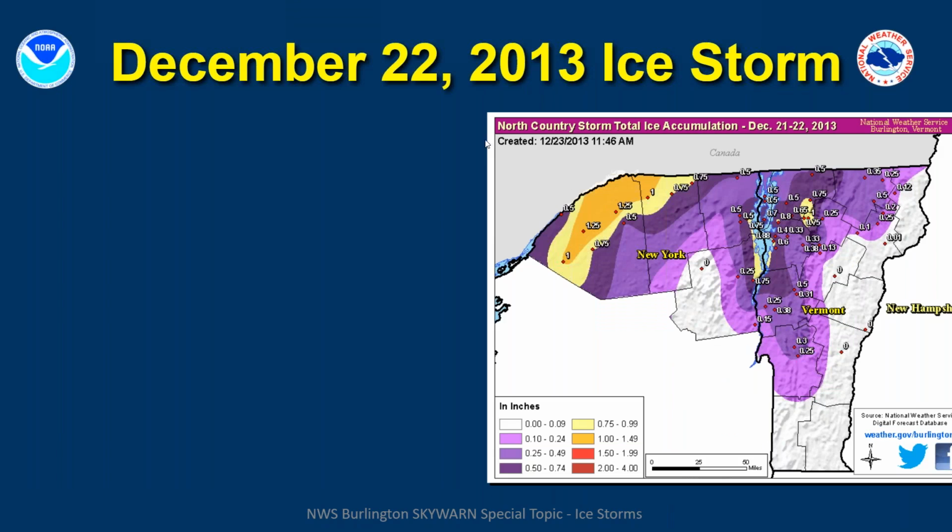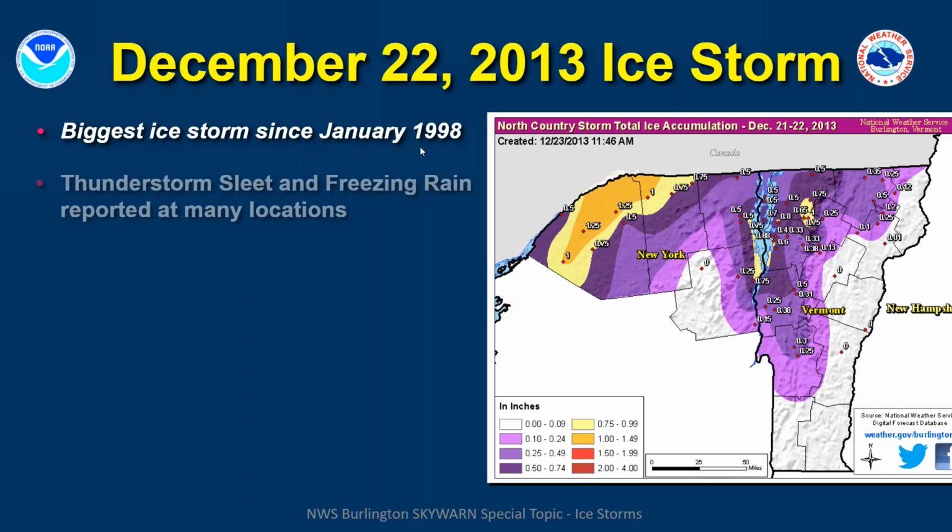Then we go back to a bigger event on December 22nd of 2013. This affected a wide area that you can see in this map with 1 inch plus in the St. Lawrence Valley and widespread 1/4 to 1 inch in the Champlain Valley down through basically the western slopes of the Green Mountains into parts of the Northeast Kingdom. And so this was the biggest ice storm since the January 98 one, and it had very heavy precipitation and strong enough vertical motion and instability to get some thunderstorm sleet and freezing rain reports.